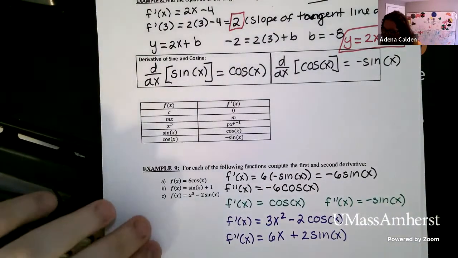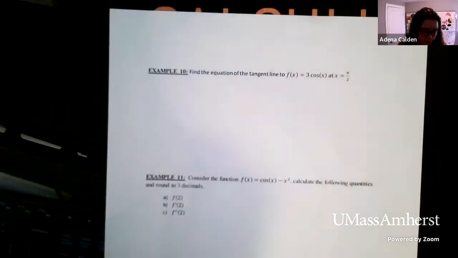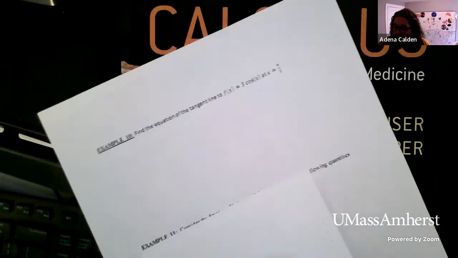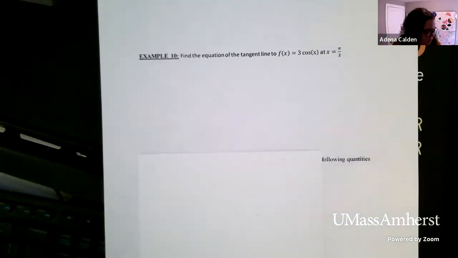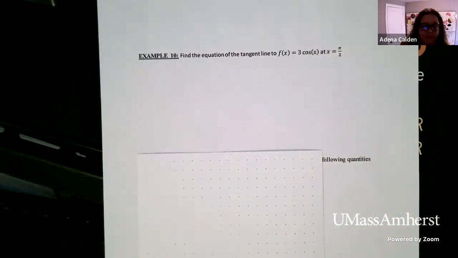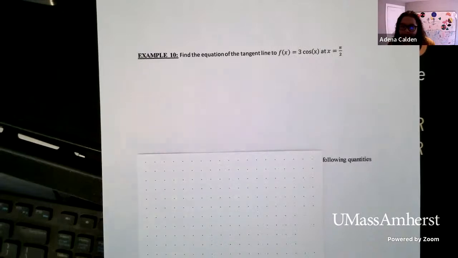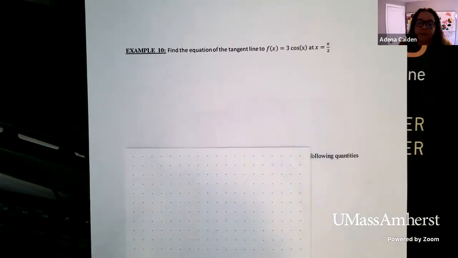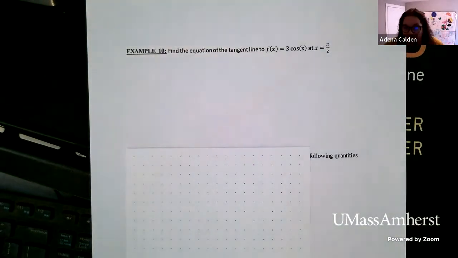Okay, what I want to do now is have you try equation of the tangent line, right? We went through one together, but now this is one that's going to use cosine here. So think about the process in the one we did and how we might apply the same process here, but now our function is slightly different. Okay, so we're trying to find the equation of the tangent line to f of x equals 3 cosine x at x equals pi over 2.